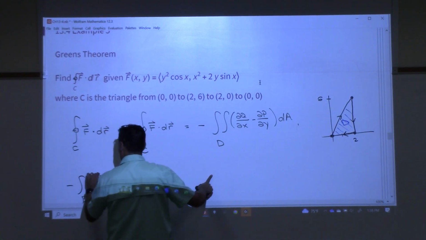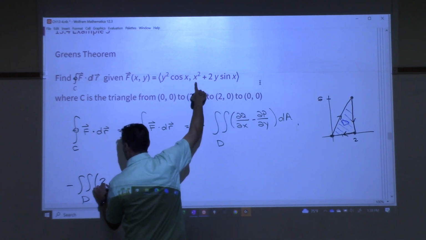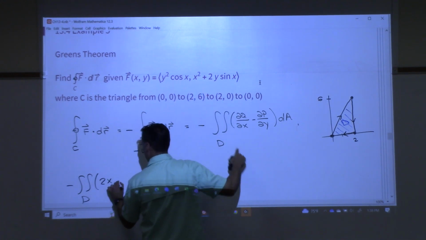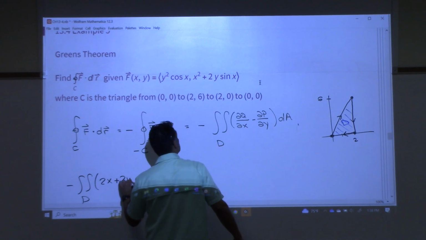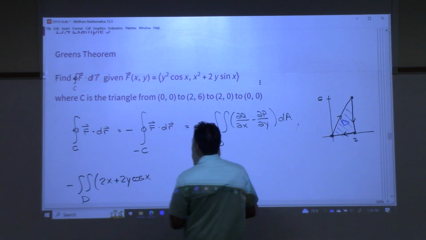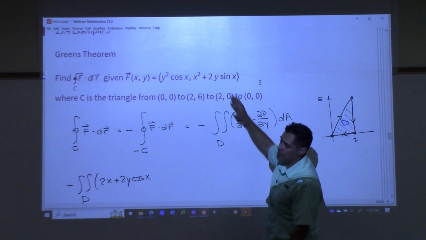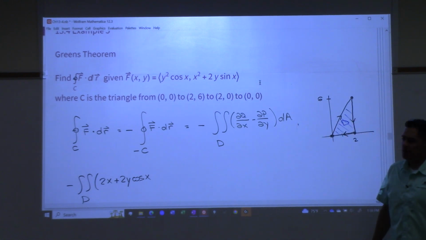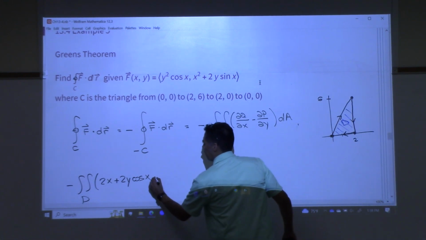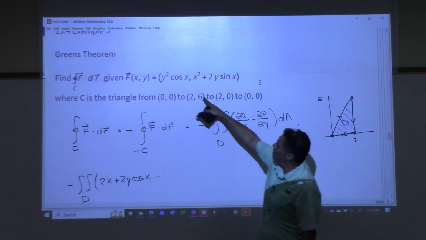Partial Q with respect to x is 2x, what else? Plus 2y, what? I didn't hear you. Cosine x, okay, good. So we're taking derivative of that with respect to x, the 2y comes, derivative of sine is cosine. All right, take that, subtract from that what? Partial of P with respect to y. What's partial of P with respect to y?